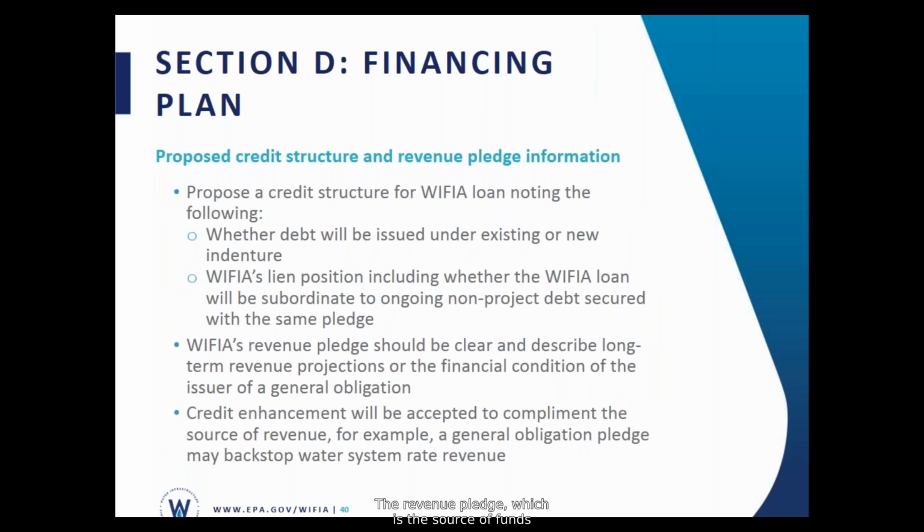The revenue pledge, which is the source of funds from which you intend to pay back the WIFIA loan, should be clear. You should describe the long-term revenue projections or the financial condition of the issuer of a general obligation pledge as appropriate. You can also propose credit enhancements to complement the source of revenue, such as a general obligation pledge to backstop rate revenues.